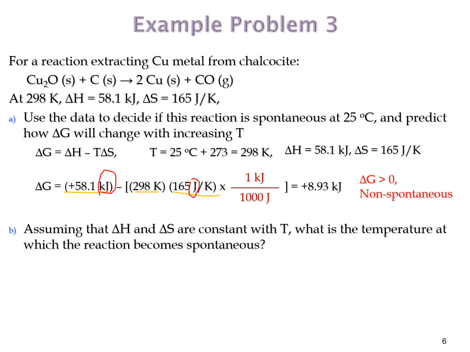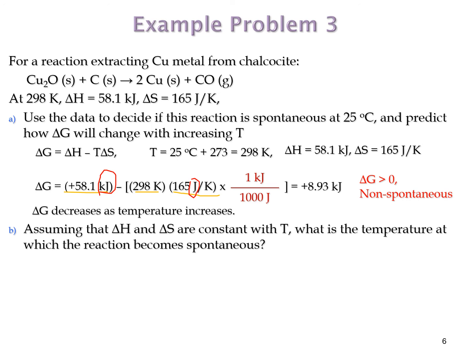Delta G is greater than 0, so we understand that this reaction is not spontaneous, meaning the forward reaction is not spontaneous. The reverse one actually is. Is this reaction temperature dependent? Yes. How? Because delta H and delta S have the same sign.